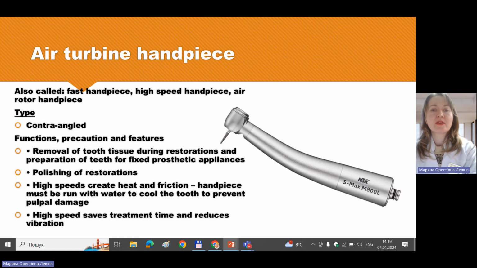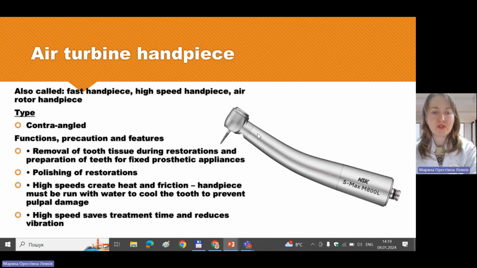The first rotary instrument that should be discussed is the air turbine handpiece. It is also called fast handpiece, high-speed handpiece, air rotor handpiece. All of those are synonyms. The type of this instrument is contra-angled, as you can see.